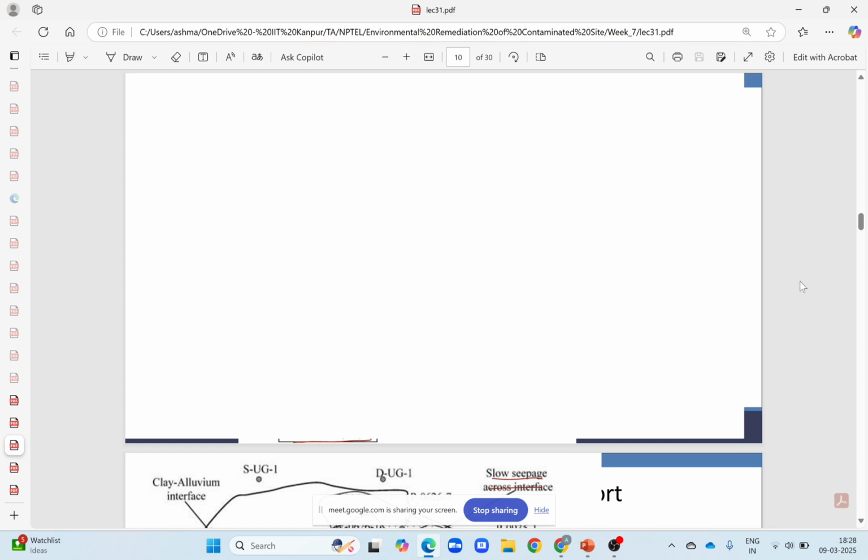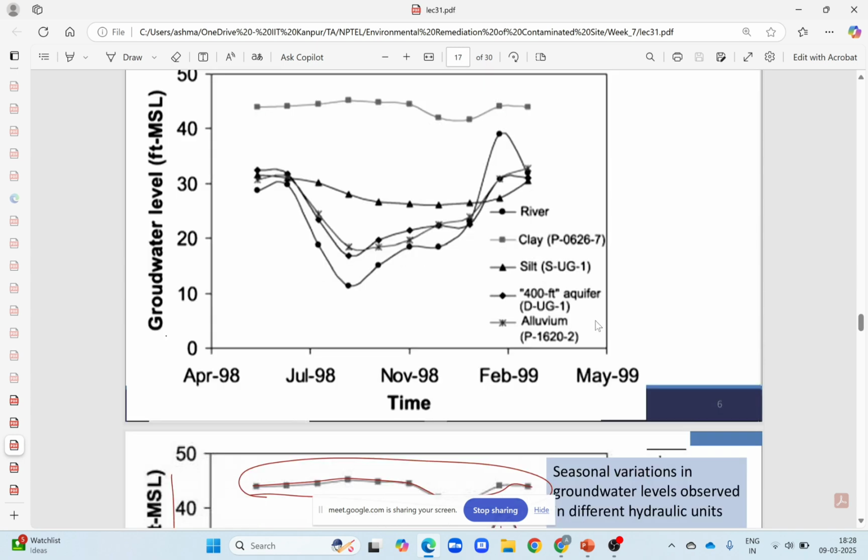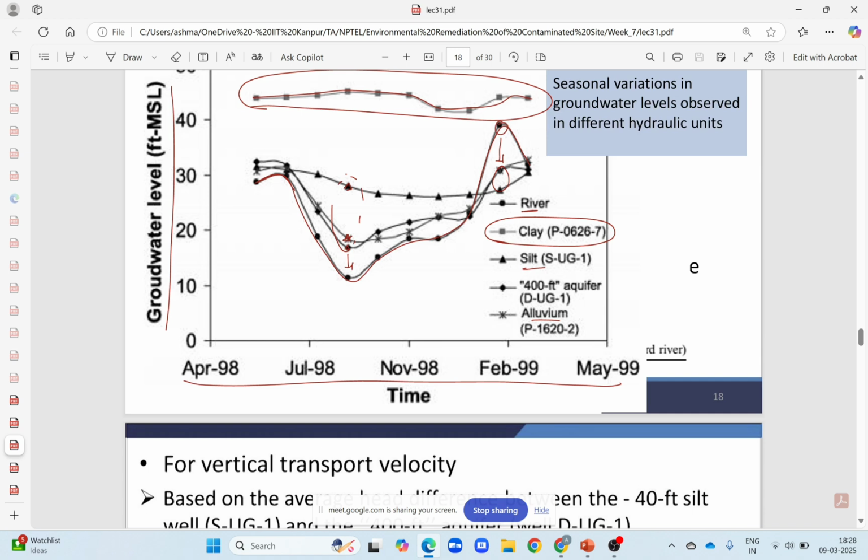So then estimation of contaminant transport velocity was done. It was done by finding the hydraulic gradient, conductivity, and porosity. This table shows the head in different months, and the hydraulic head was found, and it was seen that it was different throughout the year. And then the variation in the groundwater level throughout the year was found out, and the vertical transport velocity was calculated, and based on all these, retardation or biodegradation rate parameters were determined.